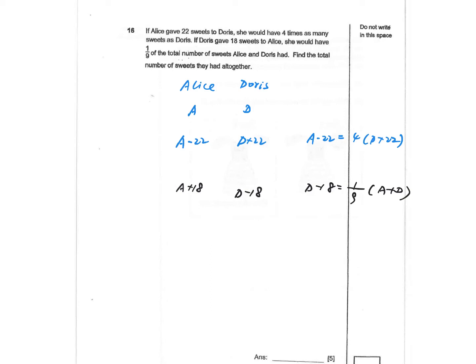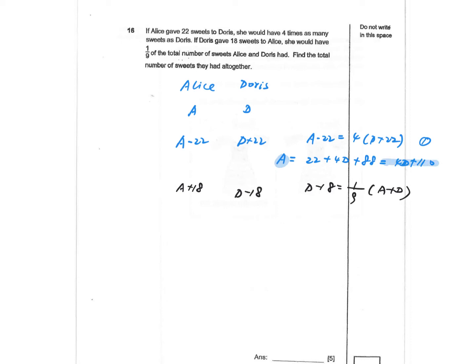You can see from the first equation showing here, we can get that A equals 22 plus 4D plus 88, and therefore it equals 4D plus 110. Okay, that's from the first condition. We know this relationship: A equals 4D plus 110.